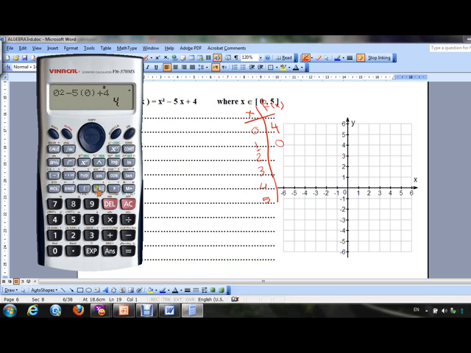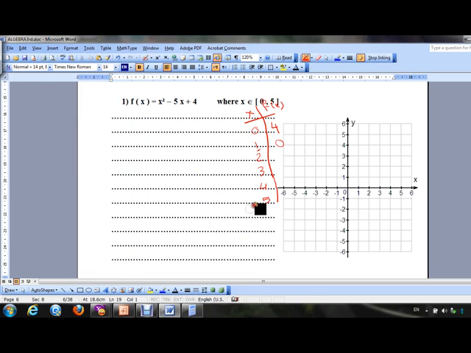I can use my calculator, I can do it manually, I can use something nice and make the calculator make the table. Use your calculator to make this table as following. You press mode on your calculator and choose table, and you find f of x equals. You write your function, which is x power 2 minus 5x plus 4, and press equal.